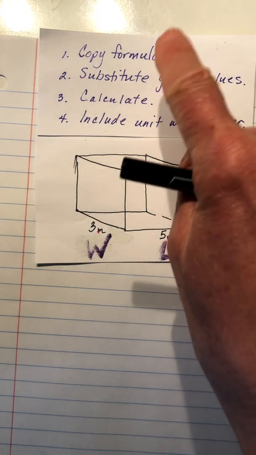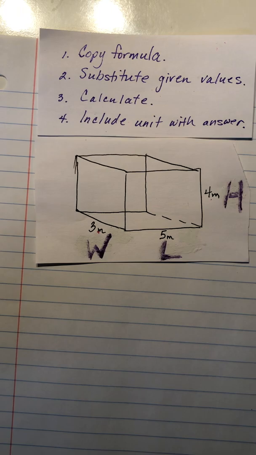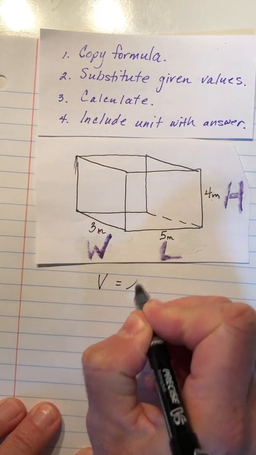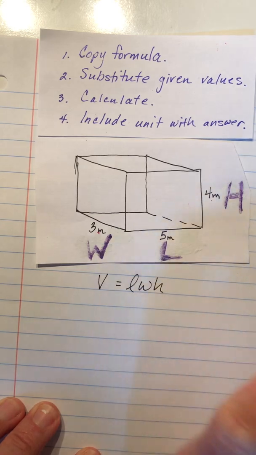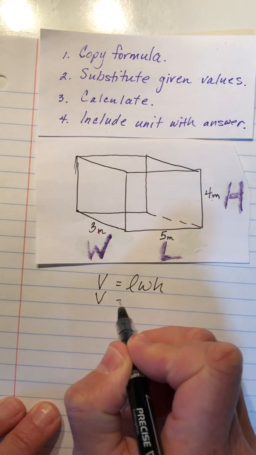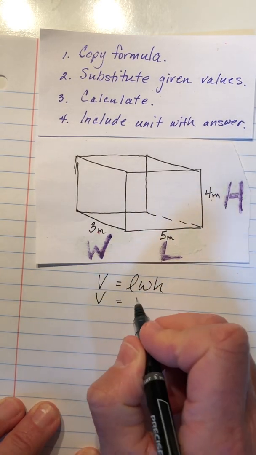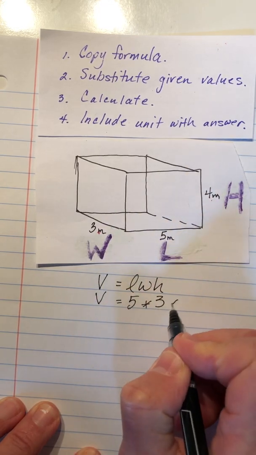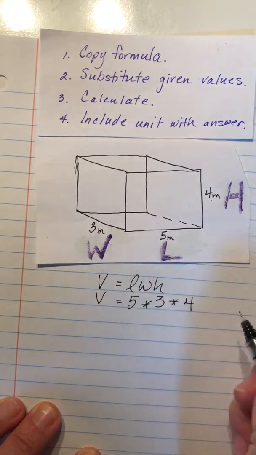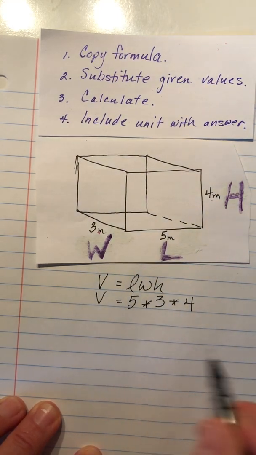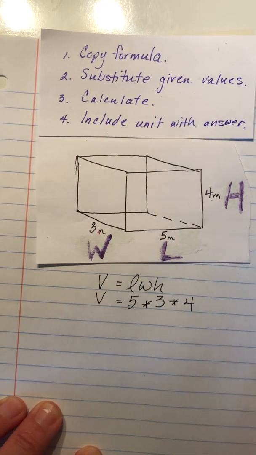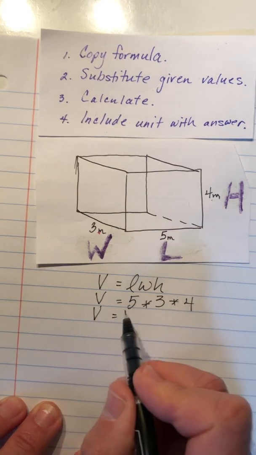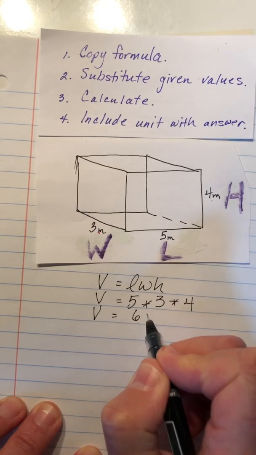So again, I'm going back up here to the steps. So I have volume equals length times width times height. Volume equals my length of 5, my width of 3, and my height of 4. I can multiply those in any order because of the commutative property of multiplication. And when I multiply those all together, I get 60.